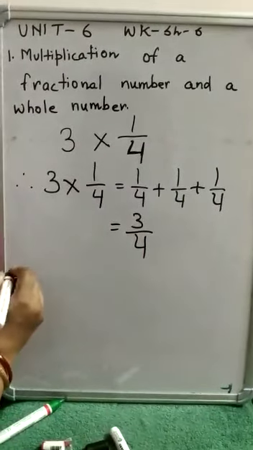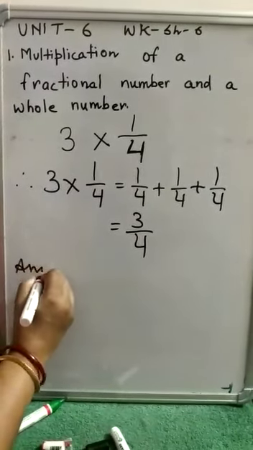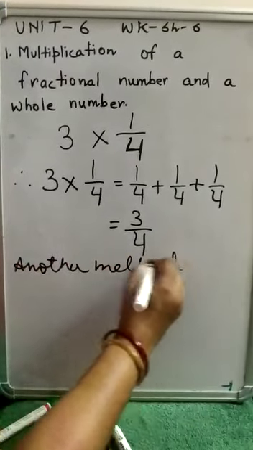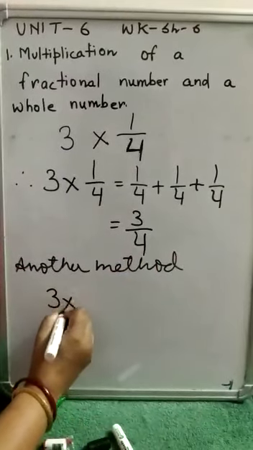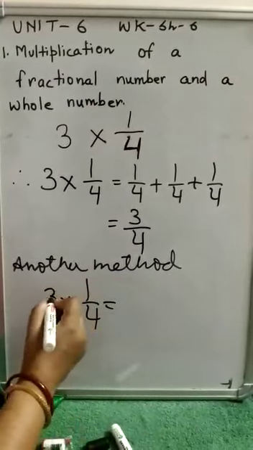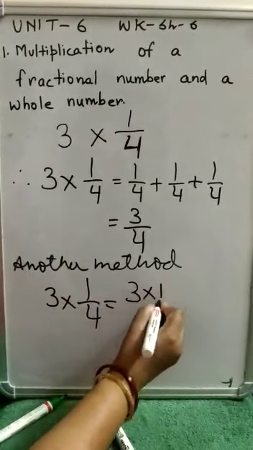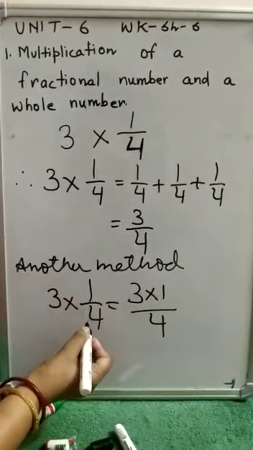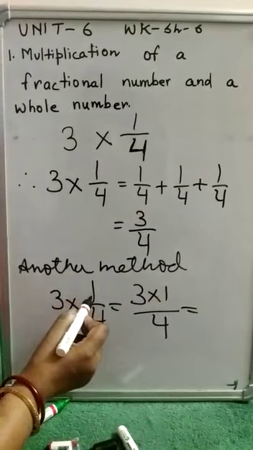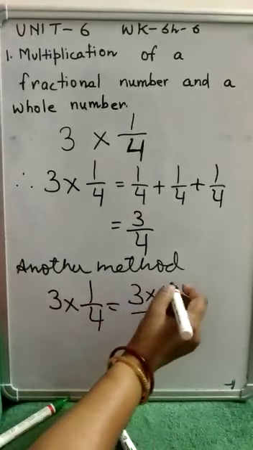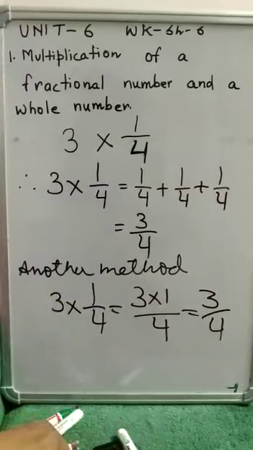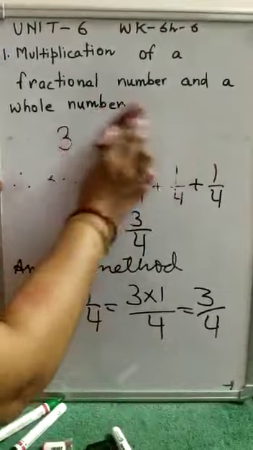Now another method is there. Another method, the quick method. What is the quick method? 3 times of 1 by 4. Just multiply this whole number with the numerator. 3 into 1 by 4. The denominator of the fraction will remain as it is. Multiply the whole number with the numerator and then divide it by the denominator. 3 times of 1 is 3 by 4. This is the quick method. Okay. Now let us take another example.